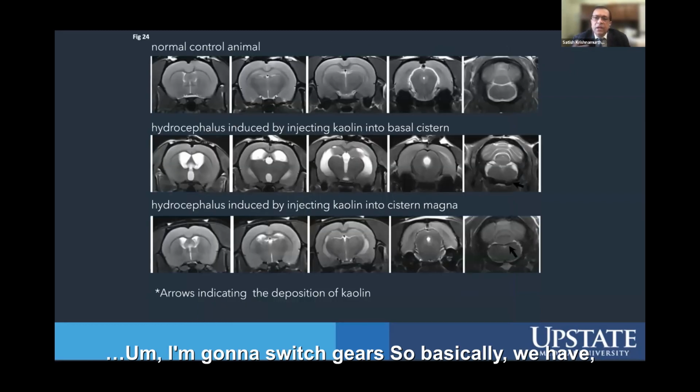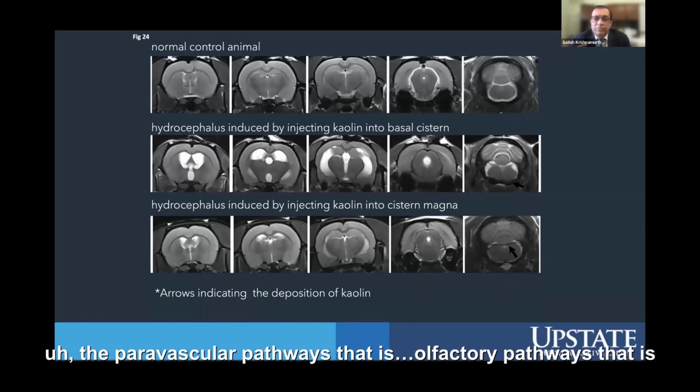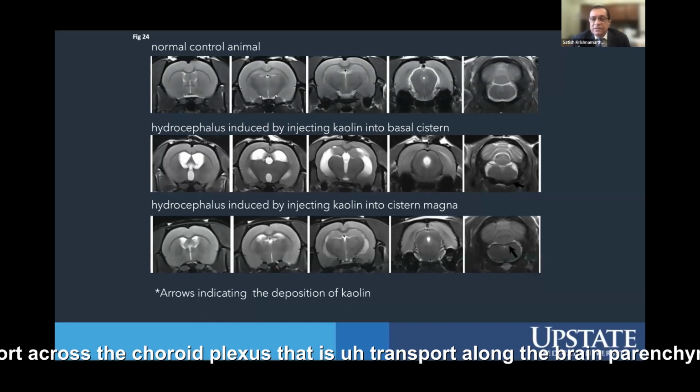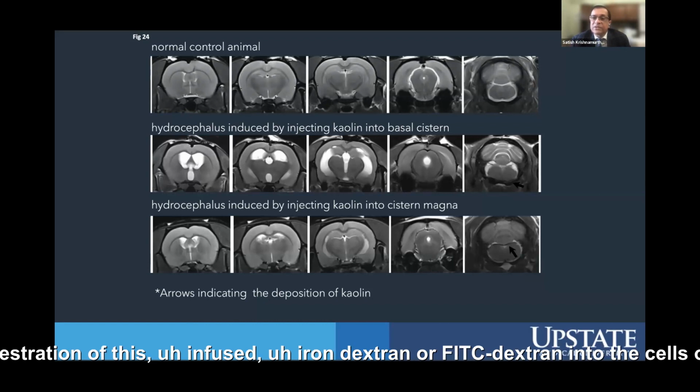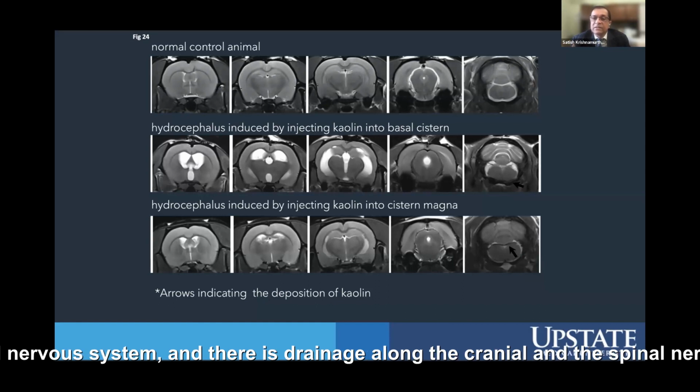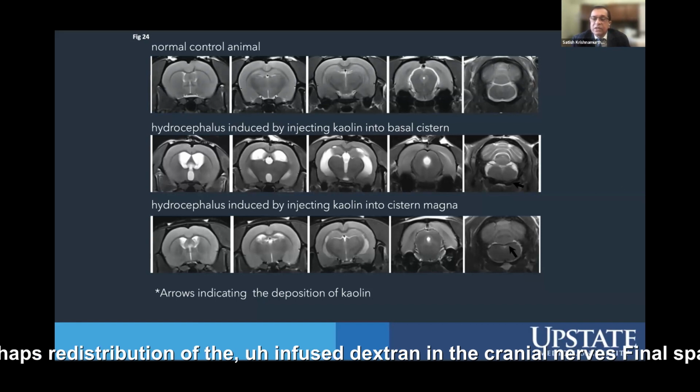I'm going to switch gears. So basically, we have the paravascular pathways. There are olfactory pathways. There is transport across the choroid plexus. There is transport along the brain parenchyma and sequestration of this infused iron dextran or FITC dextran into the cells of the central nervous system. And there is drainage along the cranial and the spinal nerves, and perhaps redistribution of the infused dextran in the cranial and the spinal space.